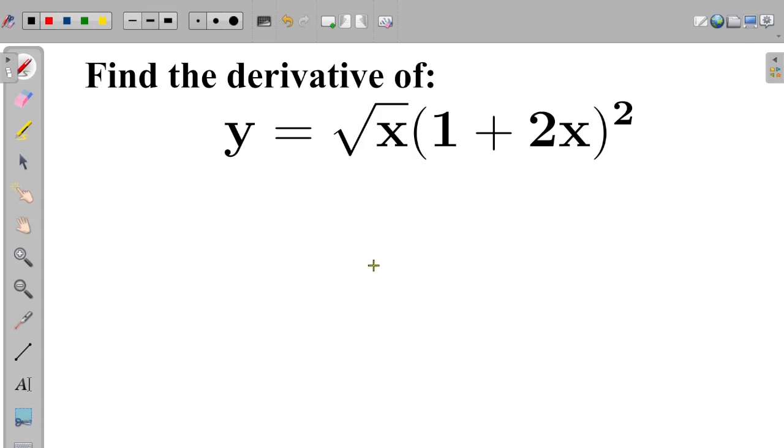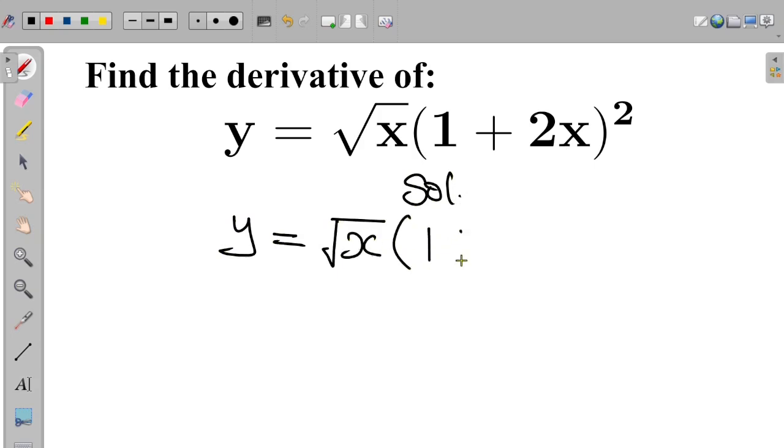Hello everyone, in this video we are to find the derivative of y equal to root x multiplied by (1 plus 2x) to the power of 2. So we have that y is equal to root x multiplied by (1 plus 2x) to the power of 2.